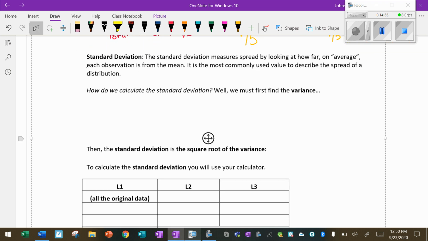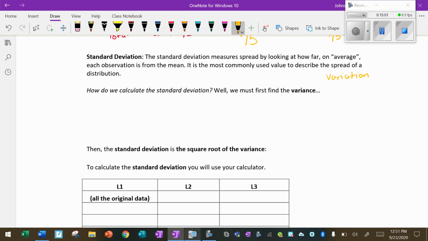This is something that was first introduced back in algebra, and you kind of do it on your calculator, and you never really find out where it comes from. So the standard deviation measures the spread, the amount of variation, by looking at how far on average each observation is from the mean. All right, it is used to describe the spread or variation of a distribution.